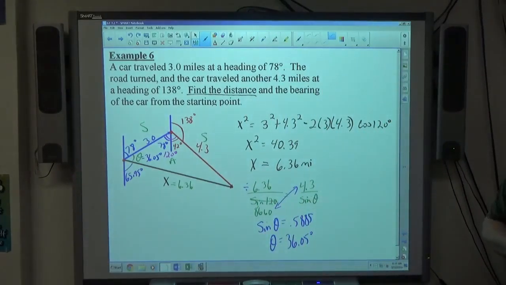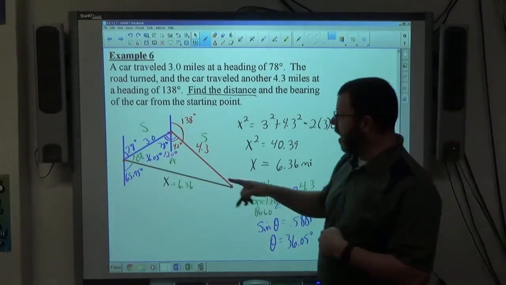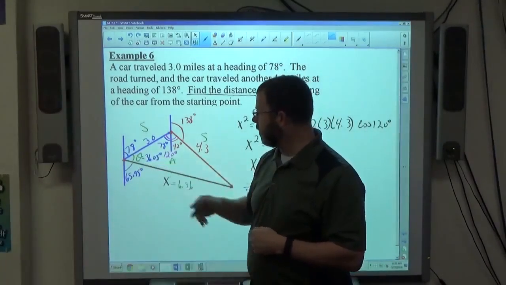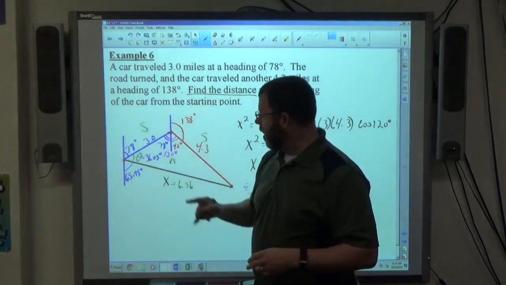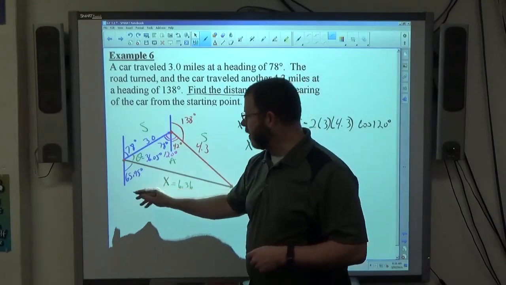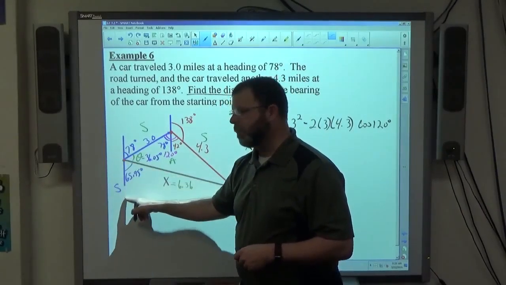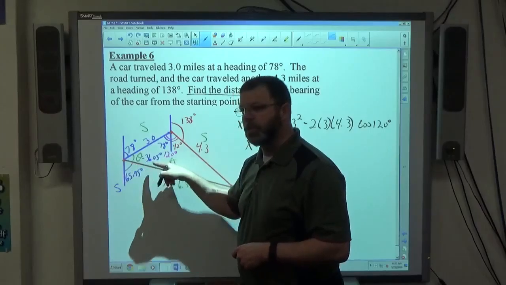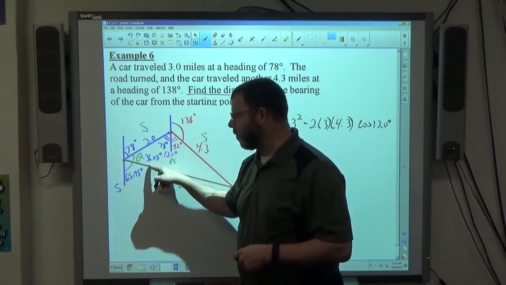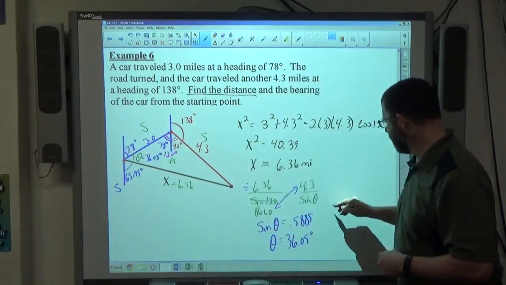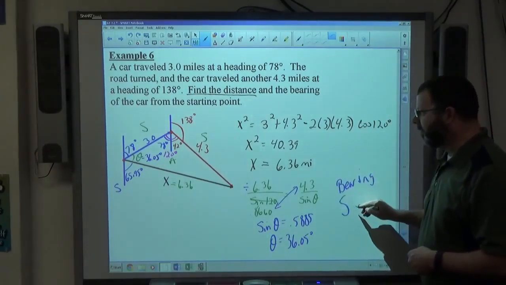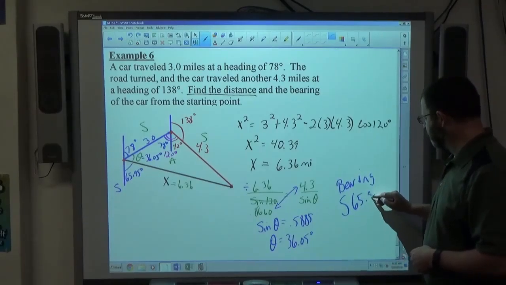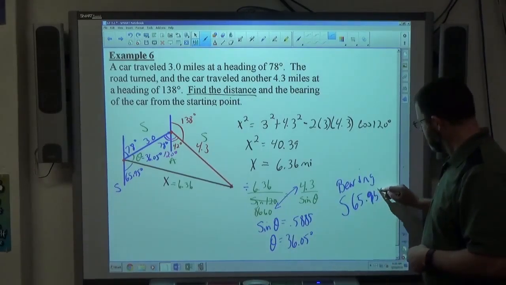Again, I misread the problem to begin with, and I was thinking heading instead of bearing. If it was a heading issue, I would just add these up to get the heading: 114.05 degrees. It's asking for bearing though. Bearing is, first of all, the direction south and then the angle east or west. So we're looking south and we're going 65.95 degrees east. So the bearing is going to be south 65.95 degrees east.